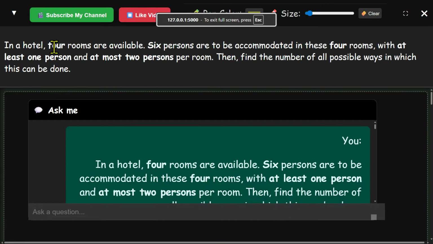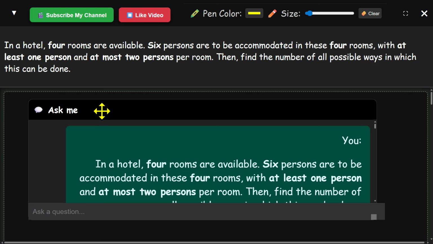Next question. In a hotel, four rooms are available. Six persons are to be accommodated in these four rooms with at least one person and at most two persons per room. Then find the number of all possible ways in which this can be done.